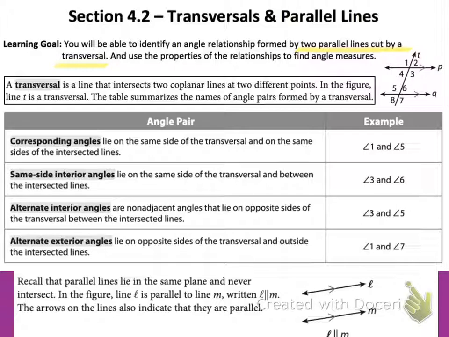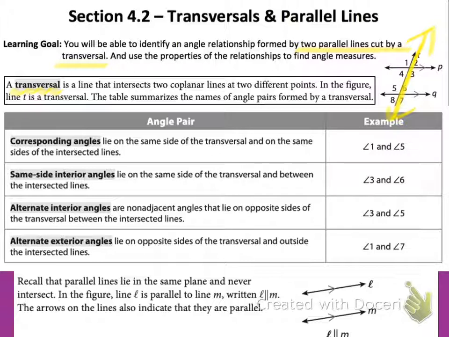So a transversal is a line that intersects two coplanar, meaning in the same plane, lines at two different points. Transverse means to cross over, okay? And it's going to cross over two lines that are in the same plane in two different points. So you'll see there's a drawing over here of a transversal T. T is the transversal in this drawing, and you can see it's crossing over those two lines in two different points. So it meets the definition of a transversal.